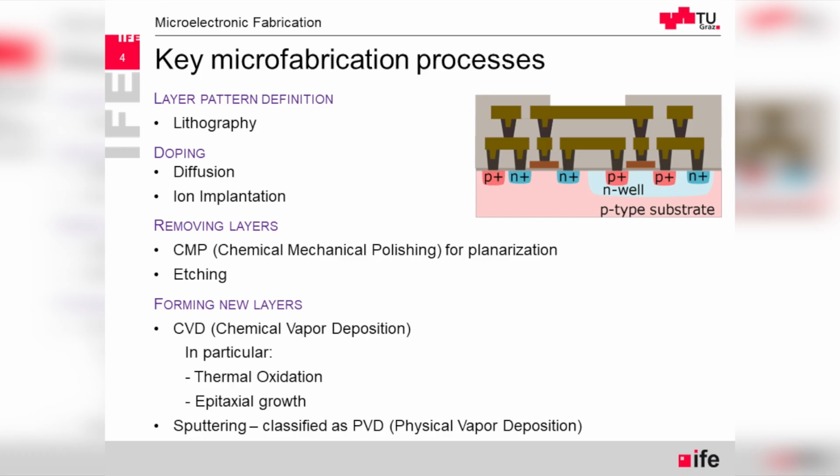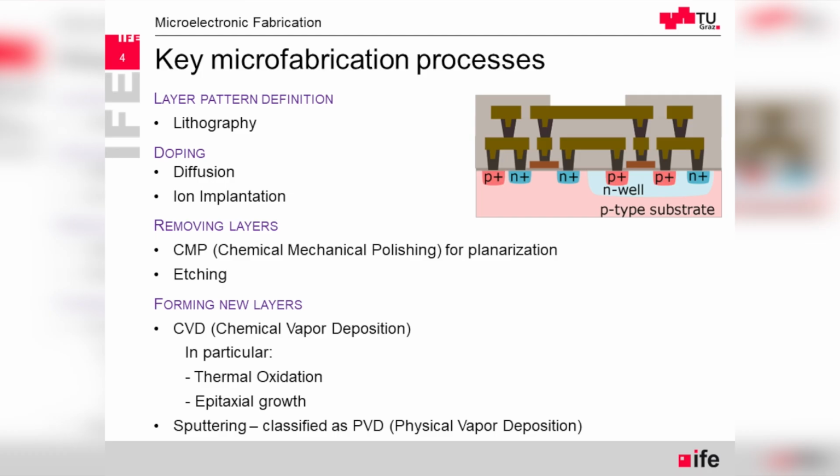The category of layer pattern definition, which is solely the lithography process, although we can have different types of lithography. Typically, it's photolithography with ultraviolet light used in semiconductor fabrication. Then doping, that can be done by diffusion or ion implantation. Very often, actually, we're talking about a mixture of those two. Then removing layers. We can have CMP, so-called chemical mechanical polishing, which is used for planarization, or etching.